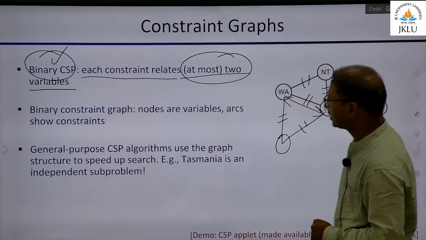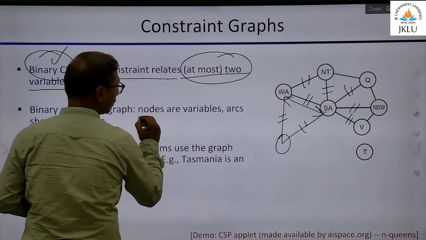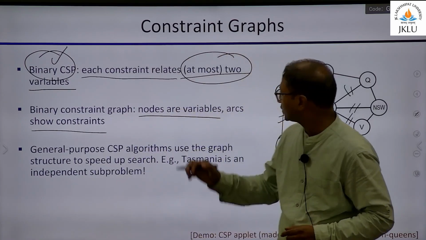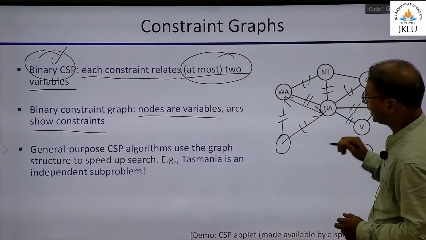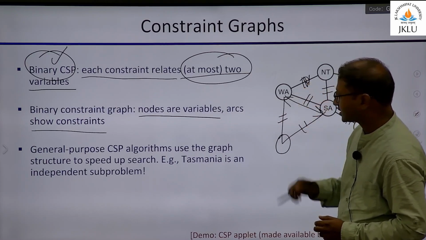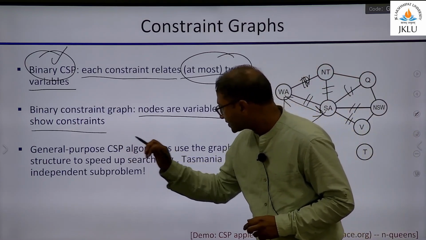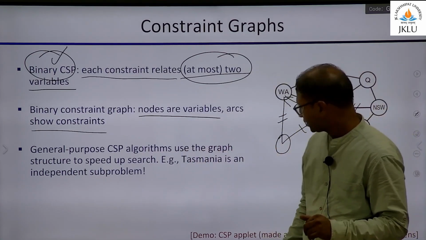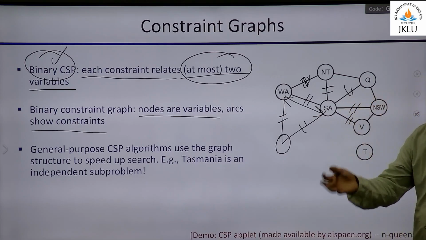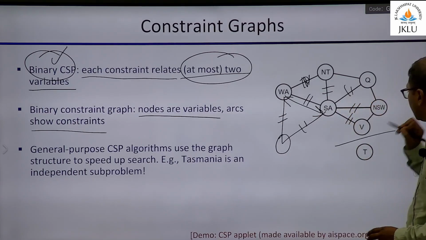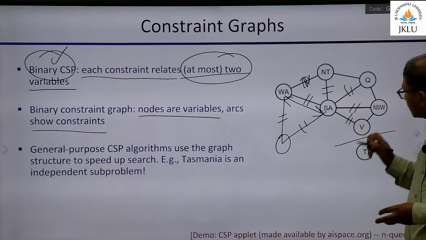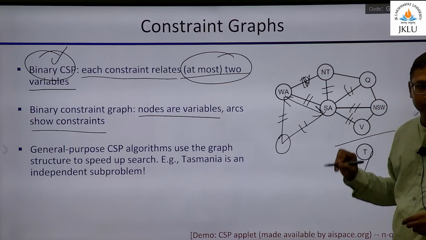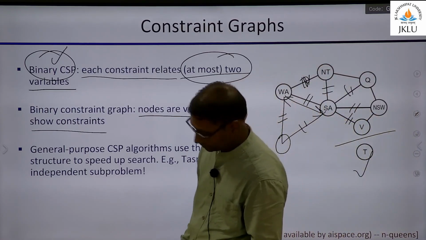Okay? Binary constraint graph, nodes are variables, arcs show constraints. So these are my variables and arcs show the constraints. General purpose CSP algorithms use the graph structure to speed up search. So I mean, this is all you can do. This is an independent component of this graph. So whatever we are doing here, that does not affect this one. So that is trivial.